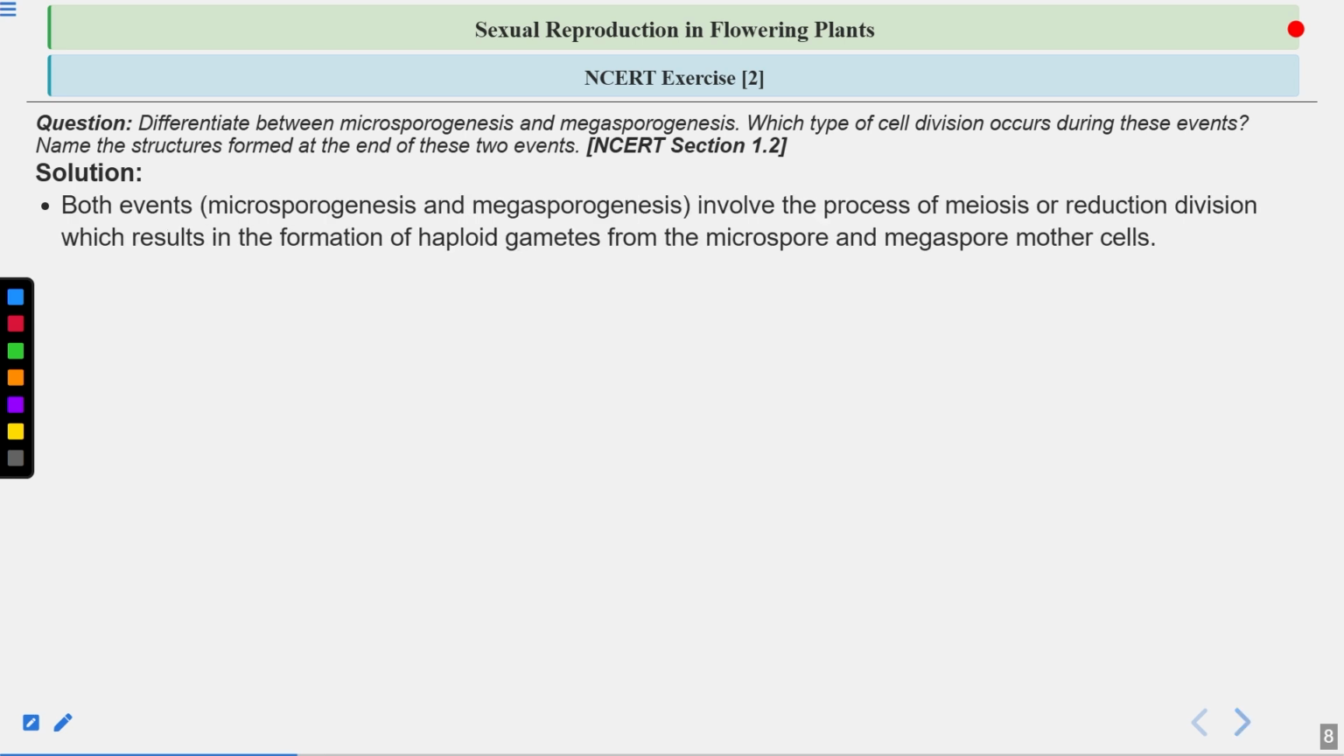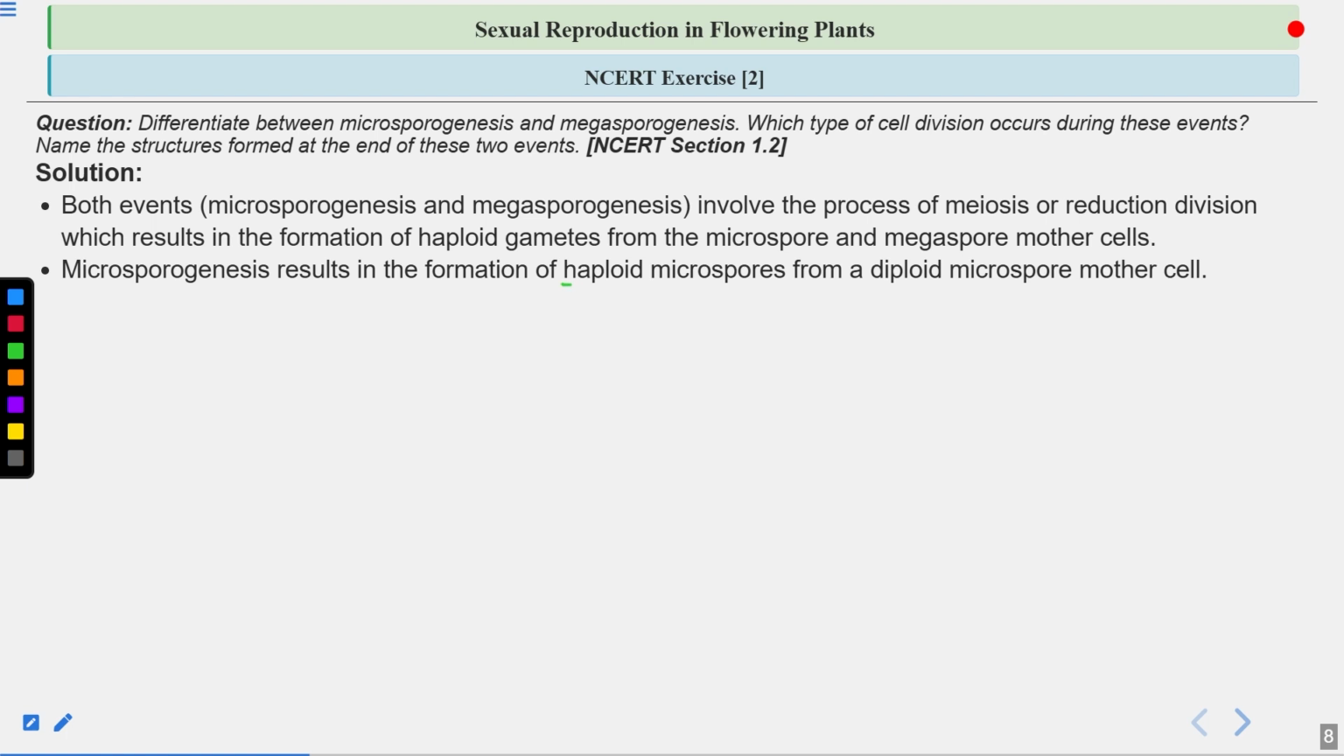Now, both the events, microsporogenesis and megasporogenesis, involve the process of which division? Because the second question, read the second question: which type of cell division occurs during these events? So it involves the process of meiosis or reduction division, which results in the formation of haploid gametes. Okay? It results in the formation of haploid gametes from the microspore and megaspore mother cells, right?